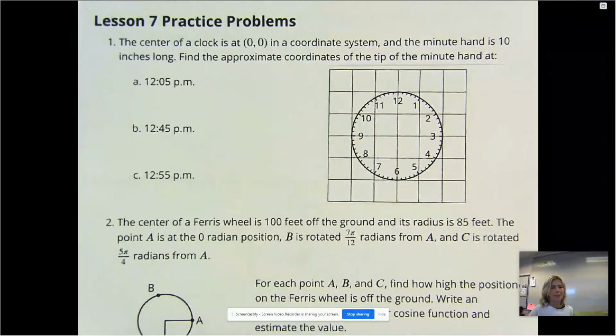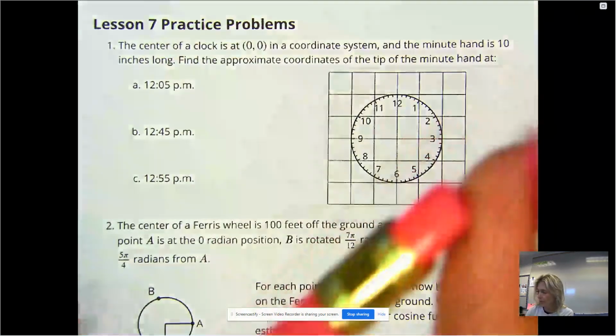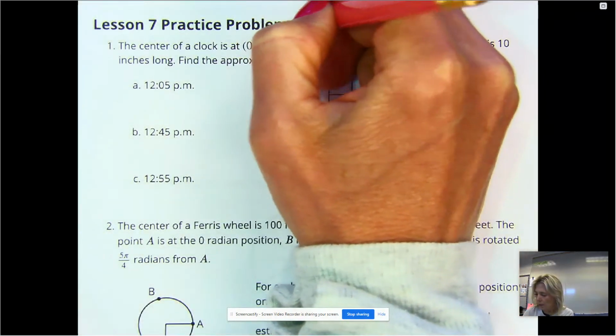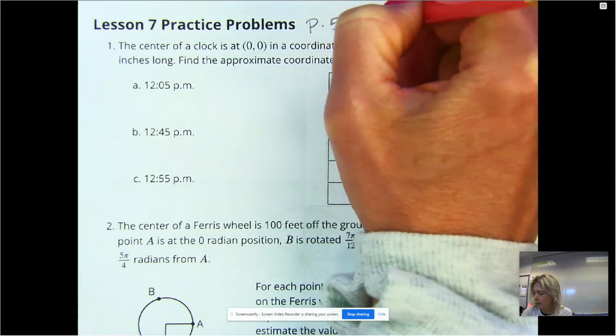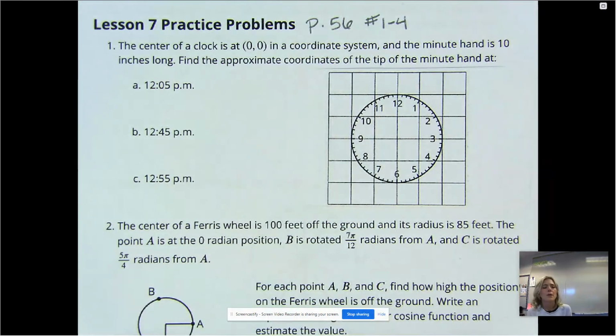This is on page 56, and you were just doing numbers 1 through 4. Okay, so the first question is, again, going to be about coordinates for points on this clock.